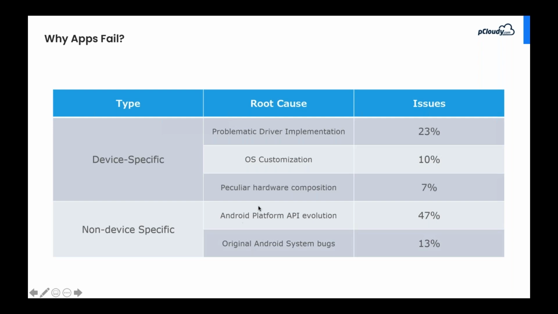Non-device specific issues are typically the operating system fragmentations, as we saw that Android has 8 active versions, which still cover 70% of the market share. These are typically the different operating systems having different APIs, or when Android is released, Android itself comes with a lot of bugs. So that constitutes almost 60% of the bugs.